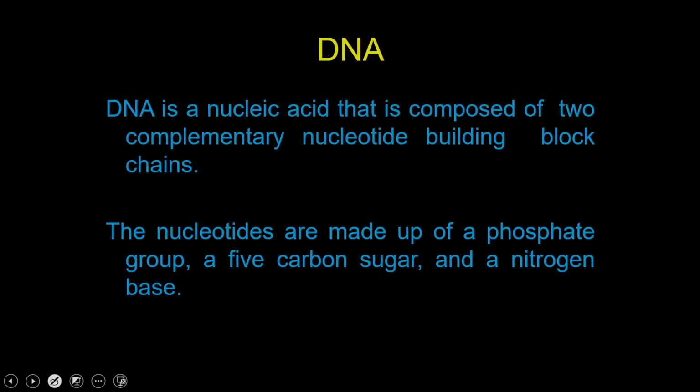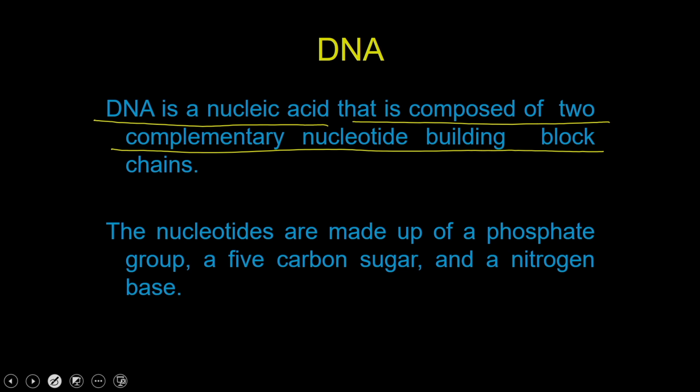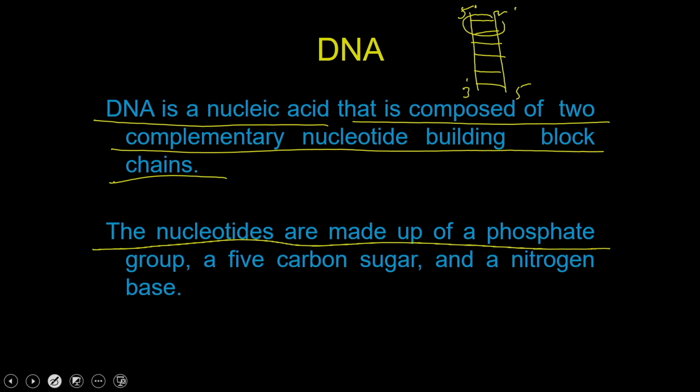DNA is a nucleic acid that is composed of two complementary nucleotide chains, which means in a typical DNA you have two chains, one running 5 prime to 3 prime and the other 3 prime to 5 prime. Both strands are connected by the nucleotides present inside, and the nucleotides are made up of a phosphate group, a 5 carbon sugar and a nitrogen base.